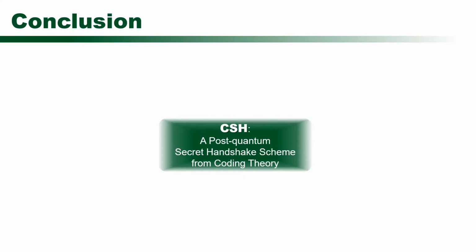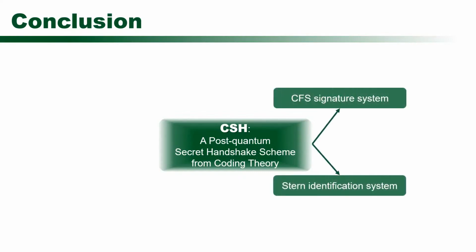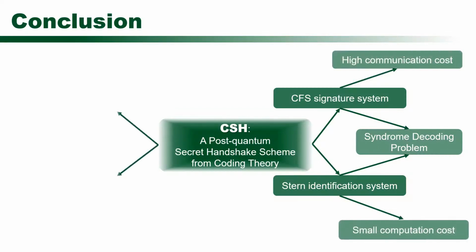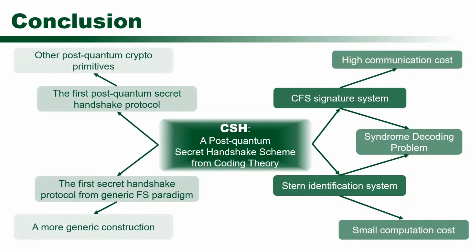To summarize, we combined the modified CFS signature system and stance identification system to construct CSH. Hence, more efficient variants of the CFS system and stance system will lead to a more efficient secret handshake scheme. For achieving simple traceability and unlinkability, our construction still uses one-time pseudonyms. Thus, how to build post-quantum secret handshake schemes with stronger anonymity is still an open problem.